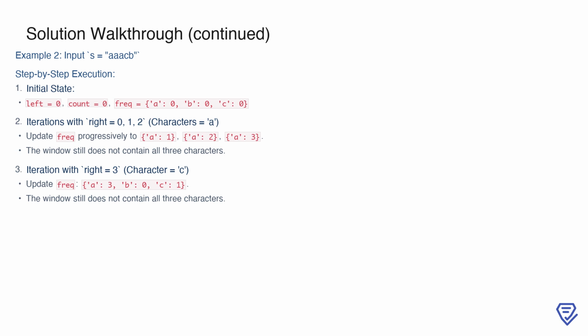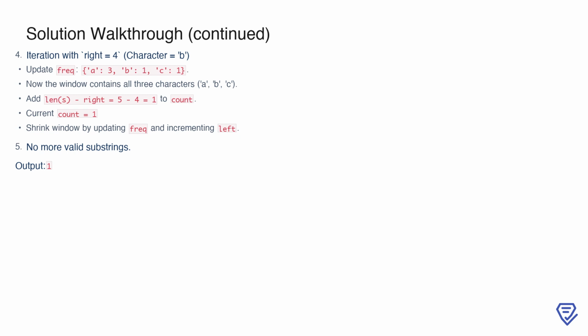At right equals 3, where the character is c, the frequency map updates to a:3, b:0, c:1, but we still haven't formed a window that contains all three characters. We need to expand the window further to find a valid substring. Finally, at right equals 4, the character is b. Updating the frequency map gives us a:3, b:1, c:1, and now the window contains all three characters a, b, c. At this point, we calculate how many substrings can be formed, adding len(s) - right, which is 5 - 4 = 1, to count, making the current count 1.